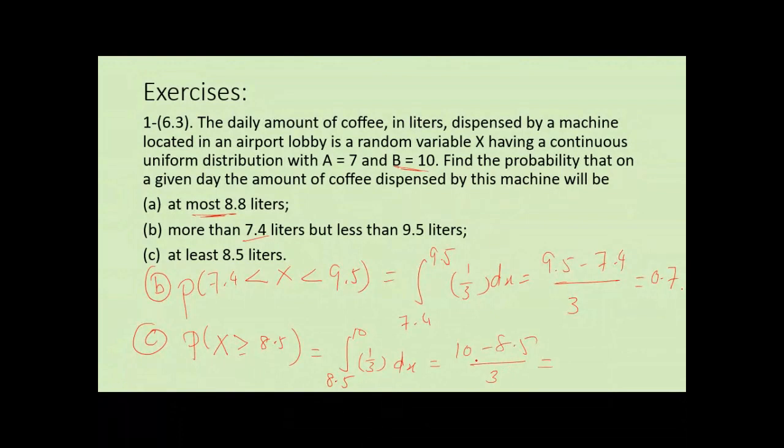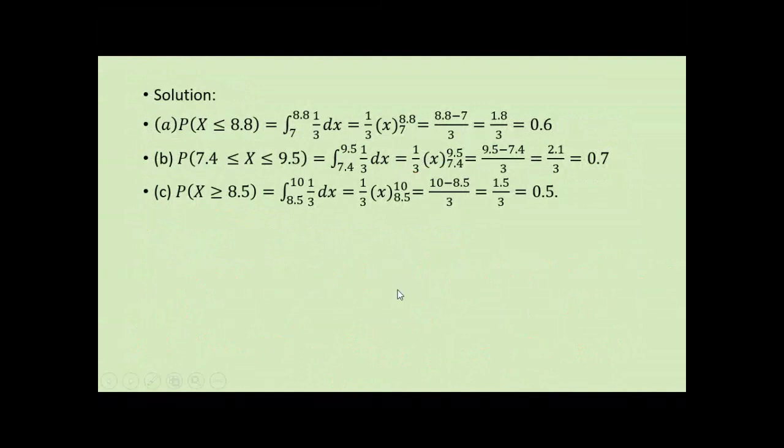This is easy for a uniform distribution, because when you integrate dx, you will get x, and when you substitute the upper limit and lower limit, you will get 10 minus 8.5. Very easy, isn't it? Divided by 3, it will be 0.5. That's the end of this problem. The solution is on a separate sheet. Actually, the PowerPoint you can find. This PowerPoint will be available online on Blackboard soon.